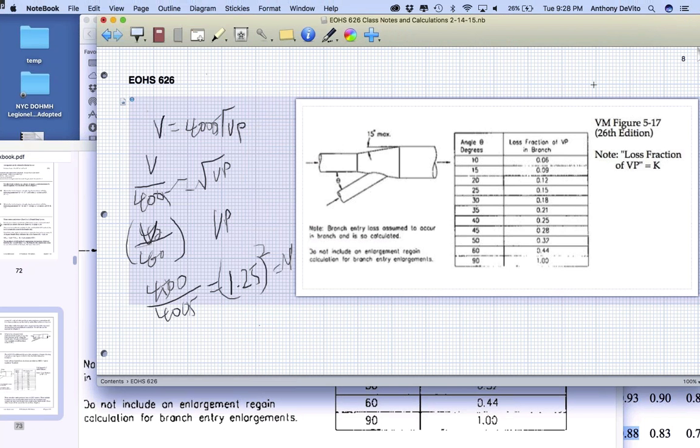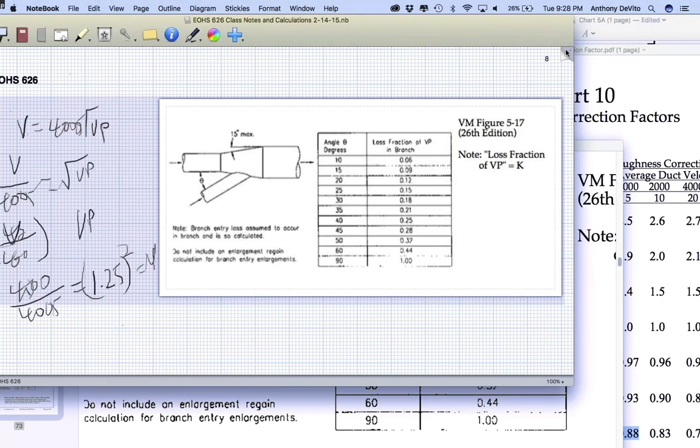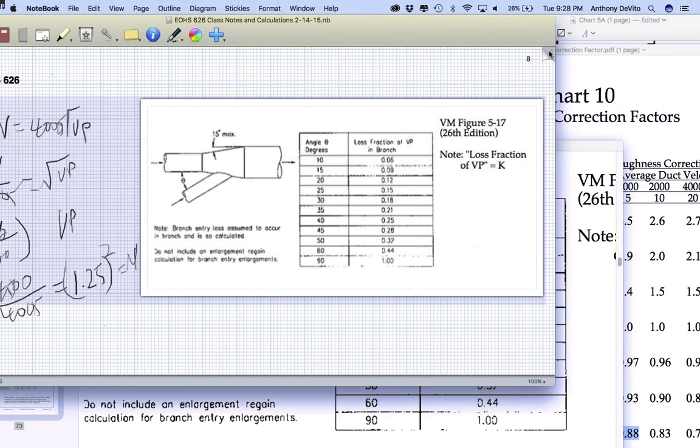I see fingers moving. I don't hear the response yet. Okay, so 0.22. That's our frictional loss at that transition. So we have to make up for that loss at the fan. Okay. So now let's go next.